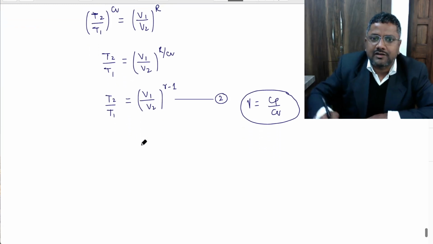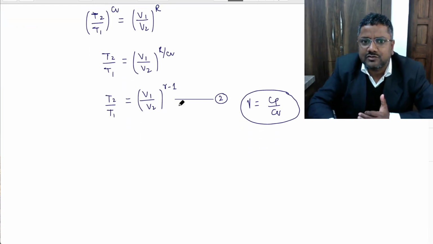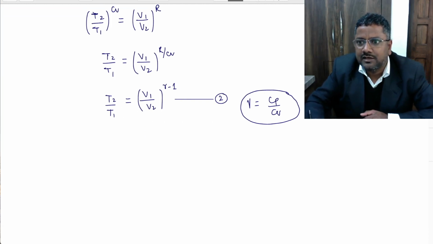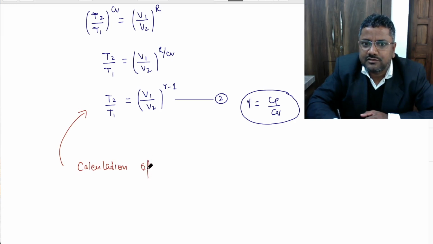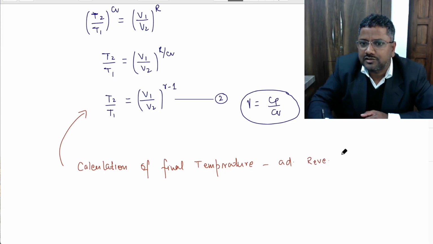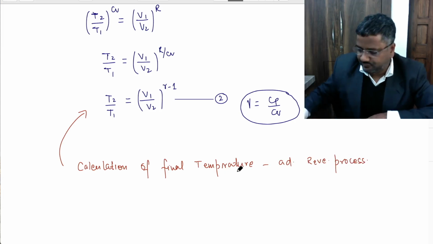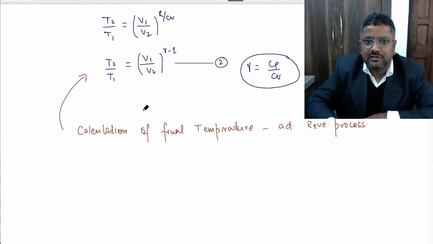Similarly, we can calculate the final pressure also in the reversible adiabatic process. So this is the calculation of temperature by using this equation: the calculation of final temperature in the adiabatic reversible process, right?